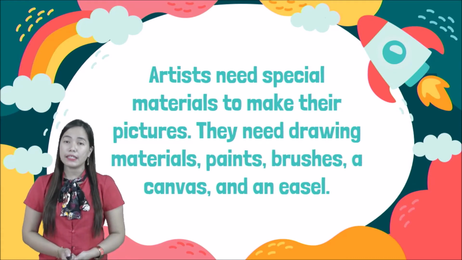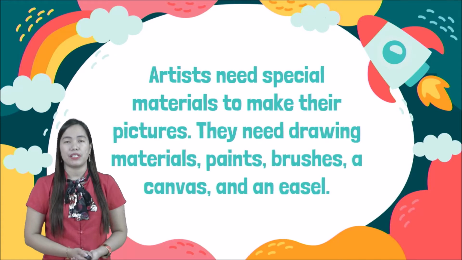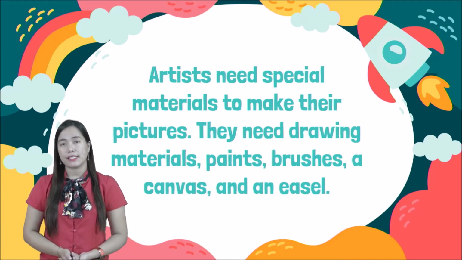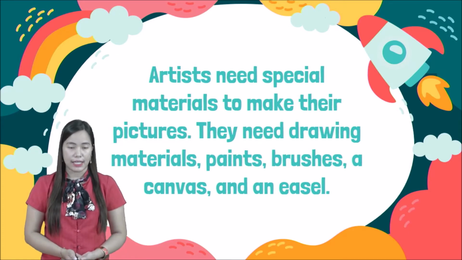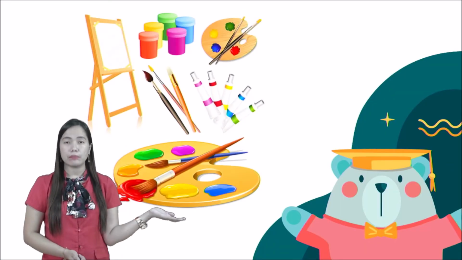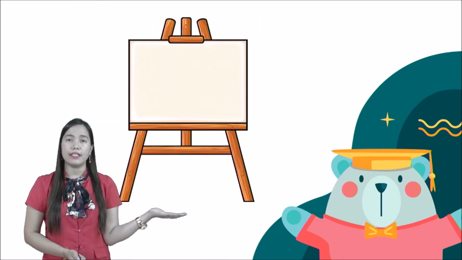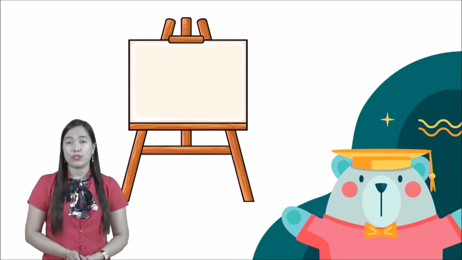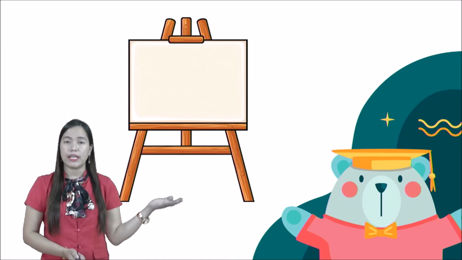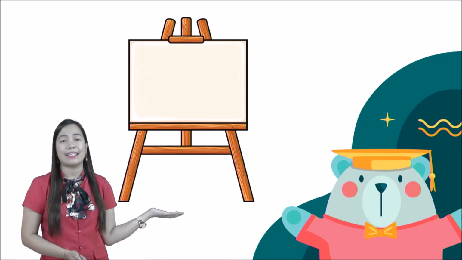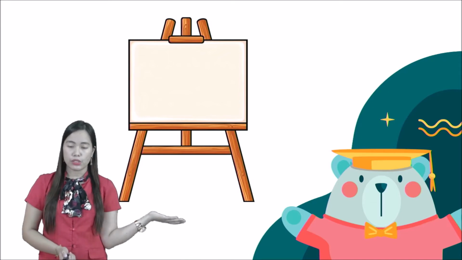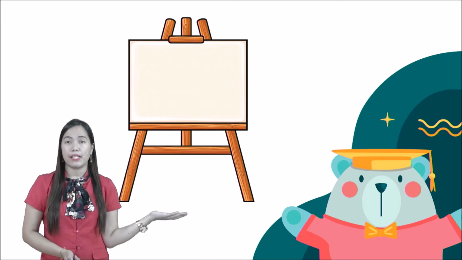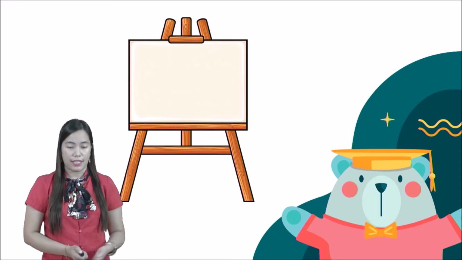Because you cannot paint if you don't have the materials that you need to use, like the oil paints, watercolor, brushes, and a canvas, and an easel. Okay? Here are the different painting materials. The white one is the canvas, the thing that the painters use to paint on. And the wooden frame, as you can see, is an easel. It holds the artist's work while the painters paint on it.